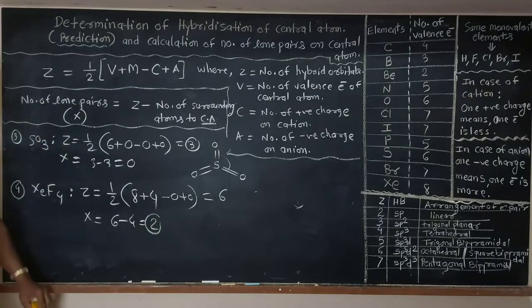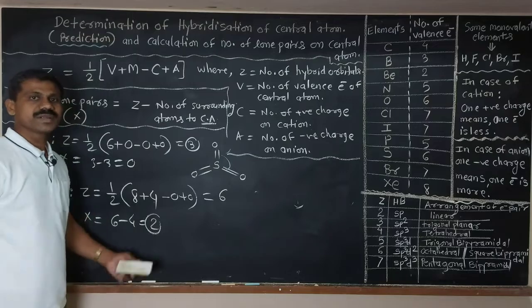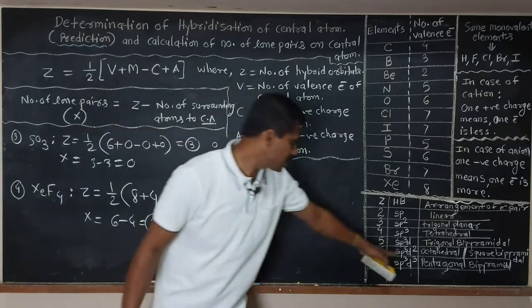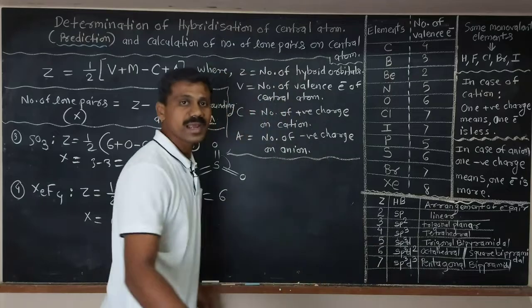2 are the lone pairs, that's why its shape, according to Lewis, is in a more symmetrical way. 6 means octahedral or square bipyramidal.